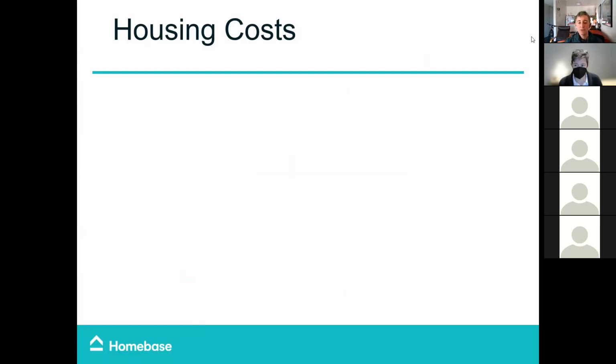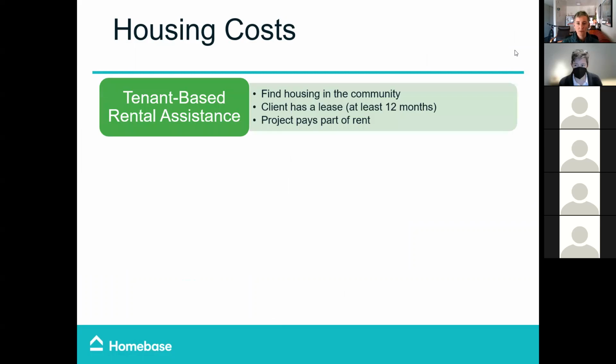So the first piece is you can pay for housing costs in a variety of different ways. One option is tenant-based rental assistance. This is very much akin to other voucher type situations or rental subsidies that travel or follow with a client. The project will work with the client to identify a unit in the community somewhere that has a landlord, and the client will enter into a lease for that unit with that landlord, and the project will use rental assistance funding to pay part of that rent.